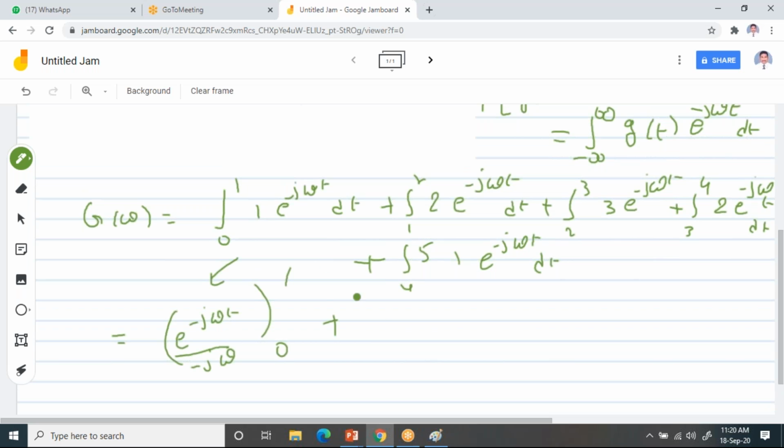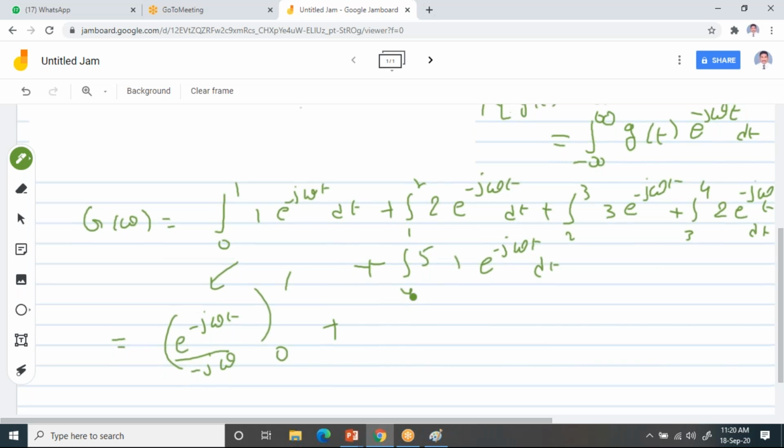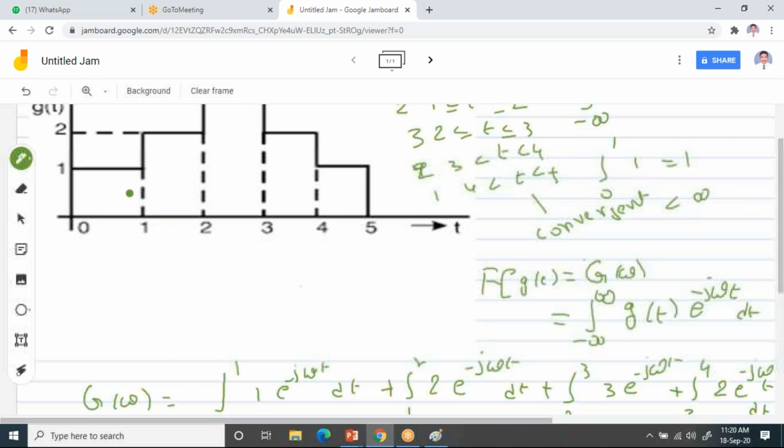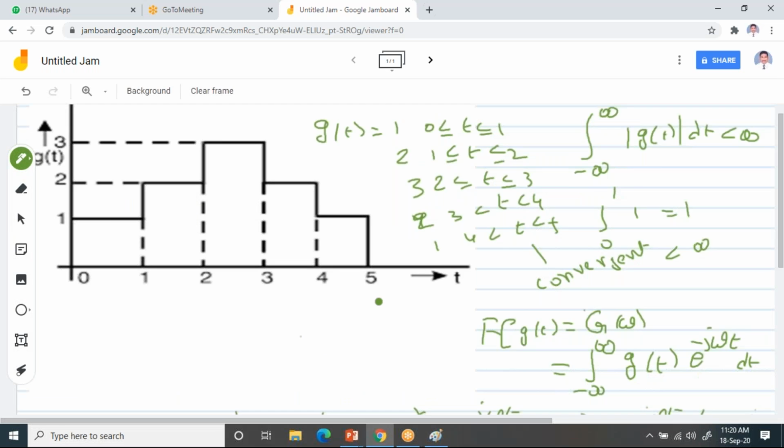But try to understand. You may have a doubt. Since you are saying that 1, 2, 3, 2, all that, they are DCs, even though they are DC, why are you not applying 2 pi into del omega? Please try to understand here.